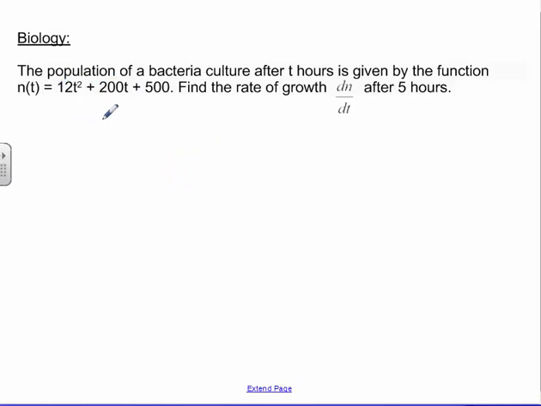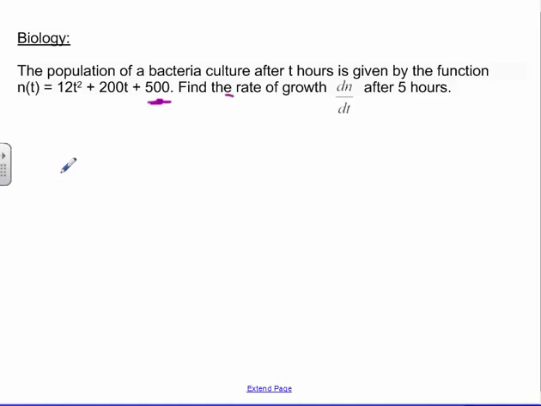This particular function right here, I could even say the initial amount of bacteria is going to be 500, right? Because as the time begins, this is how much bacteria you have. But slowly over time, your bacteria seems to be multiplying greater and greater. So I want to find the rate of growth after 5 hours. I don't actually want you to tell me how many bacteria I have. I want you to tell me how fast they're growing.